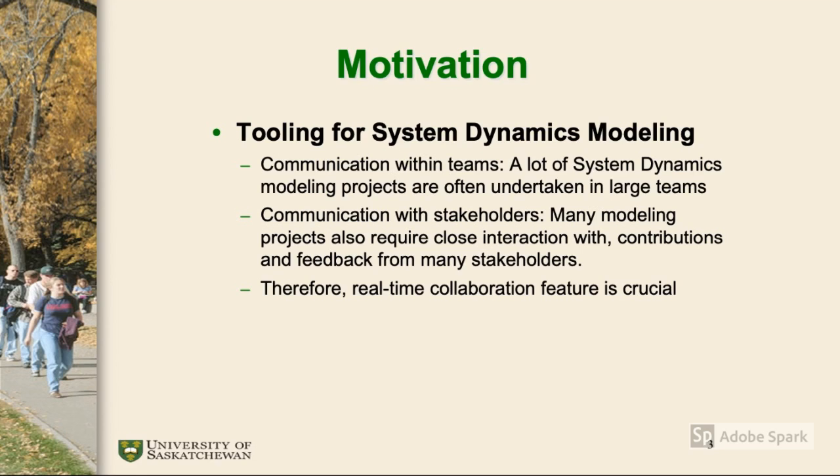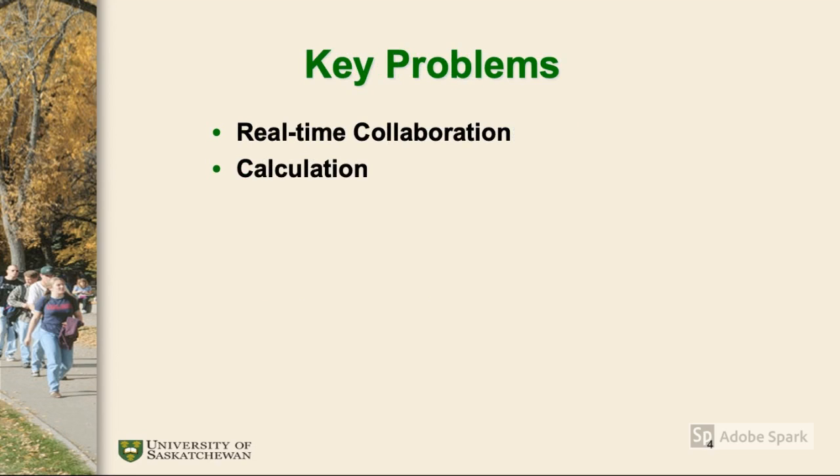Two browsers side by side, as if they are two team members working on the same model, and they see each other's change in real time. So we have two key problems. First, how do we develop real-time collaboration? That is to say, how to sync the data between users in real time. Also, how do we calculate and generate the model and data?